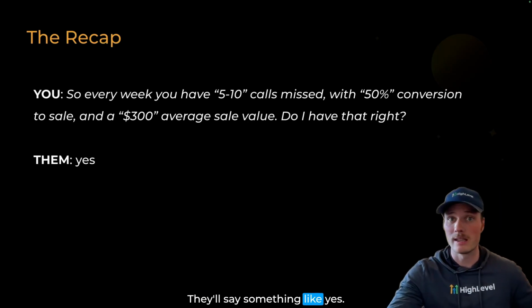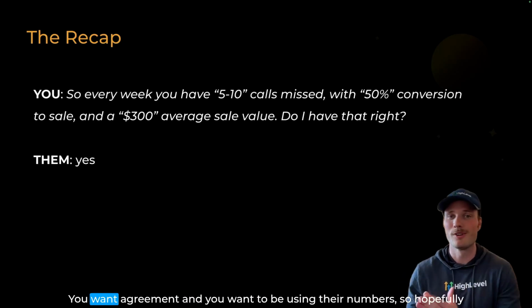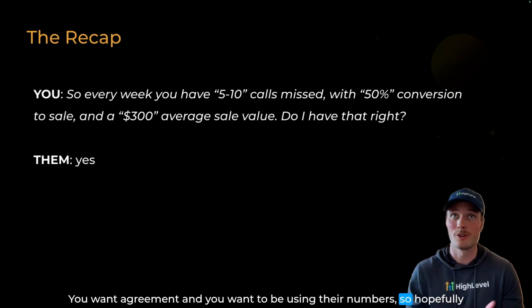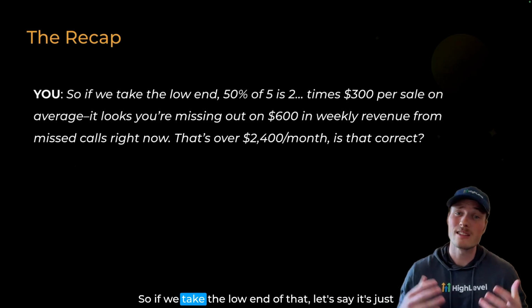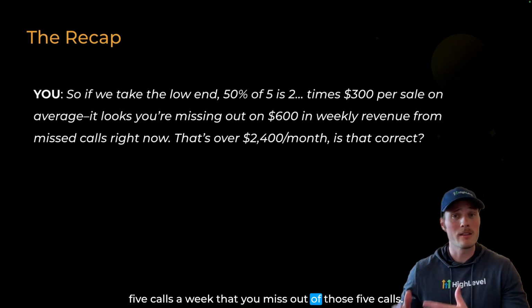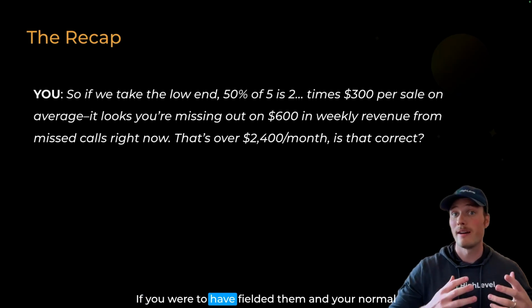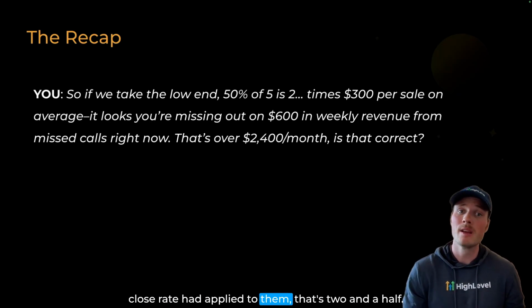They'll say something like yes. If they don't say yes here, make sure that you get the clarity on that. You want agreement and you want to be using their numbers. So hopefully they told you these numbers and you're just kind of double confirming. So if we take the low end of that, let's say it's just 5 calls a week that you miss. Out of those 5 calls, if you were to have fielded them and your normal close rate had applied to them, that's 2.5.